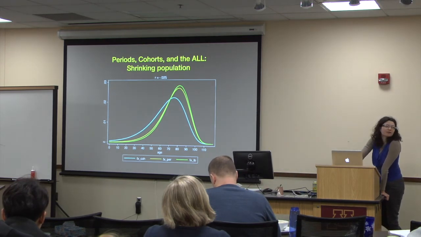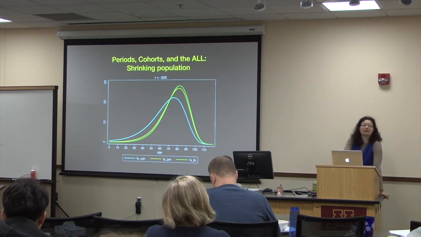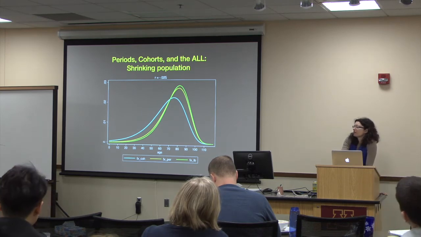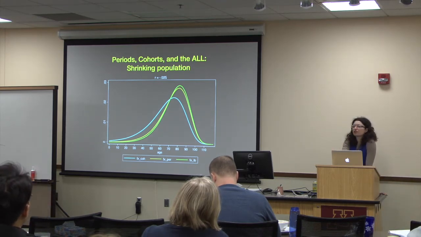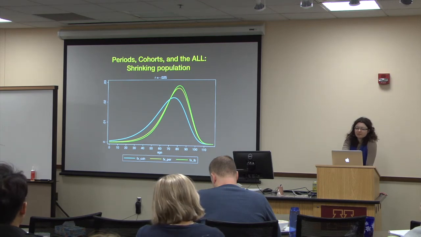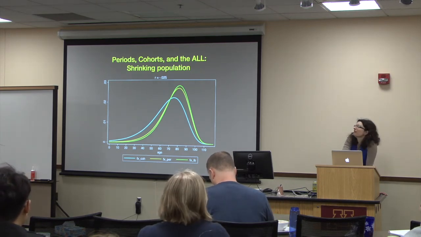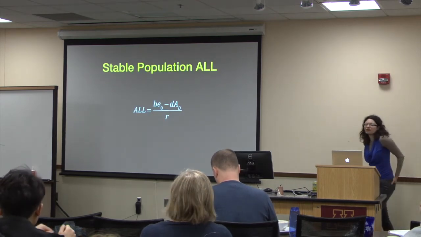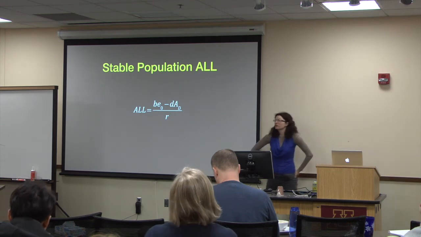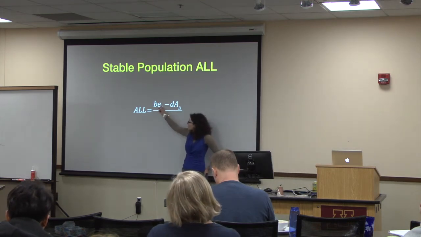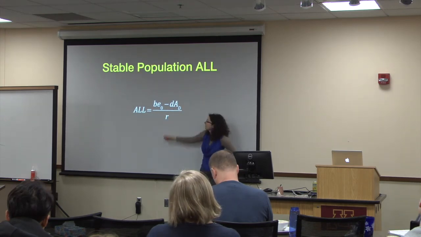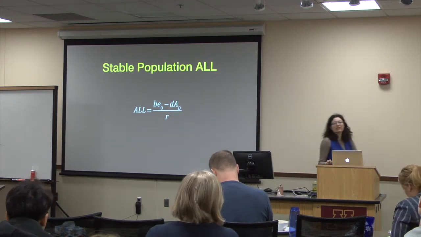I'm going to do this part fast to get ahead to the other applications, but this gives rise to a formula for the average lifespan of the living, that prevalent cohort lifespan measure, that relates cohorts and periods in a way that surprised me and that I think is potentially really useful, which is this. The average lifespan of the living turns out to be just the difference between the cohort life expectancy weighted by the population's birth rate and the period average age at death weighted by the population's death rate, all relative to the growth rate.